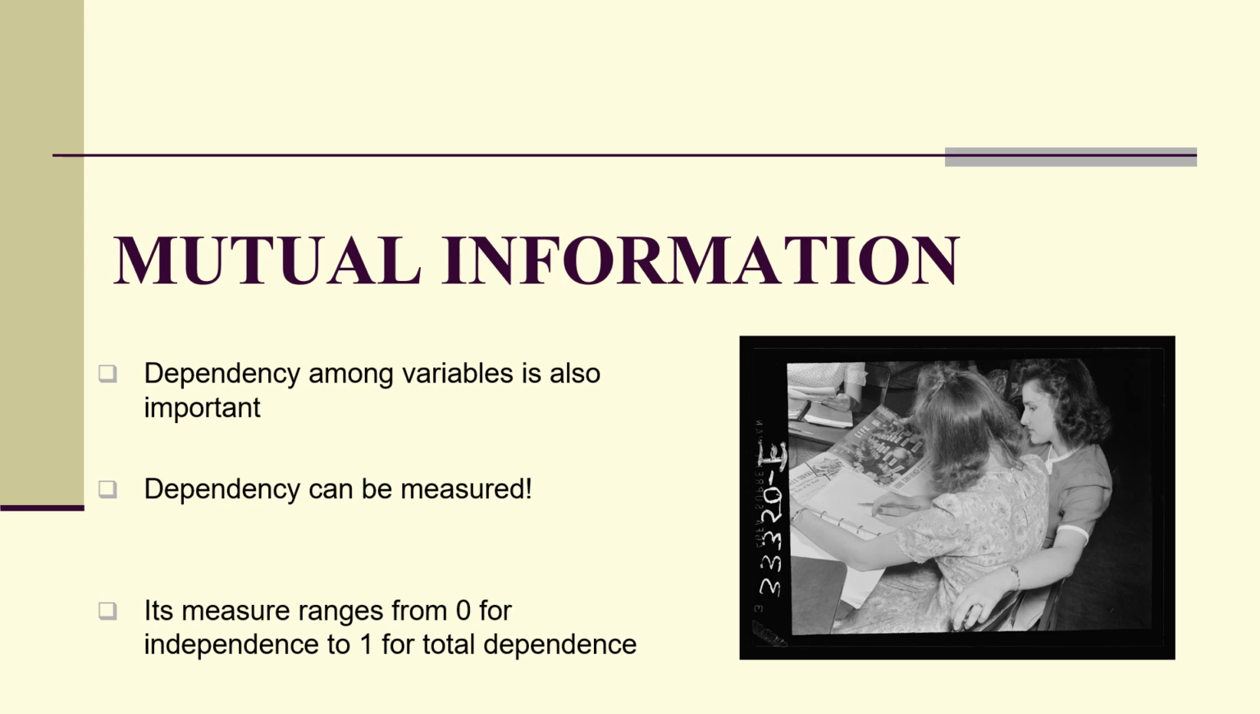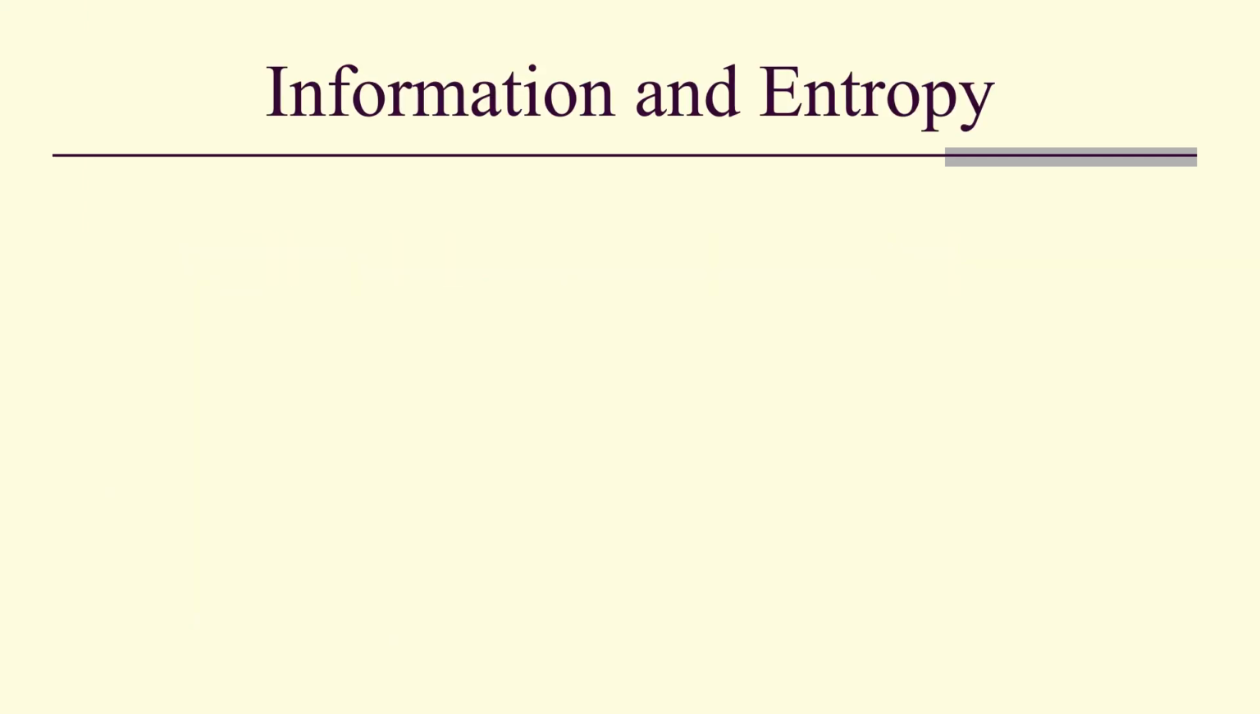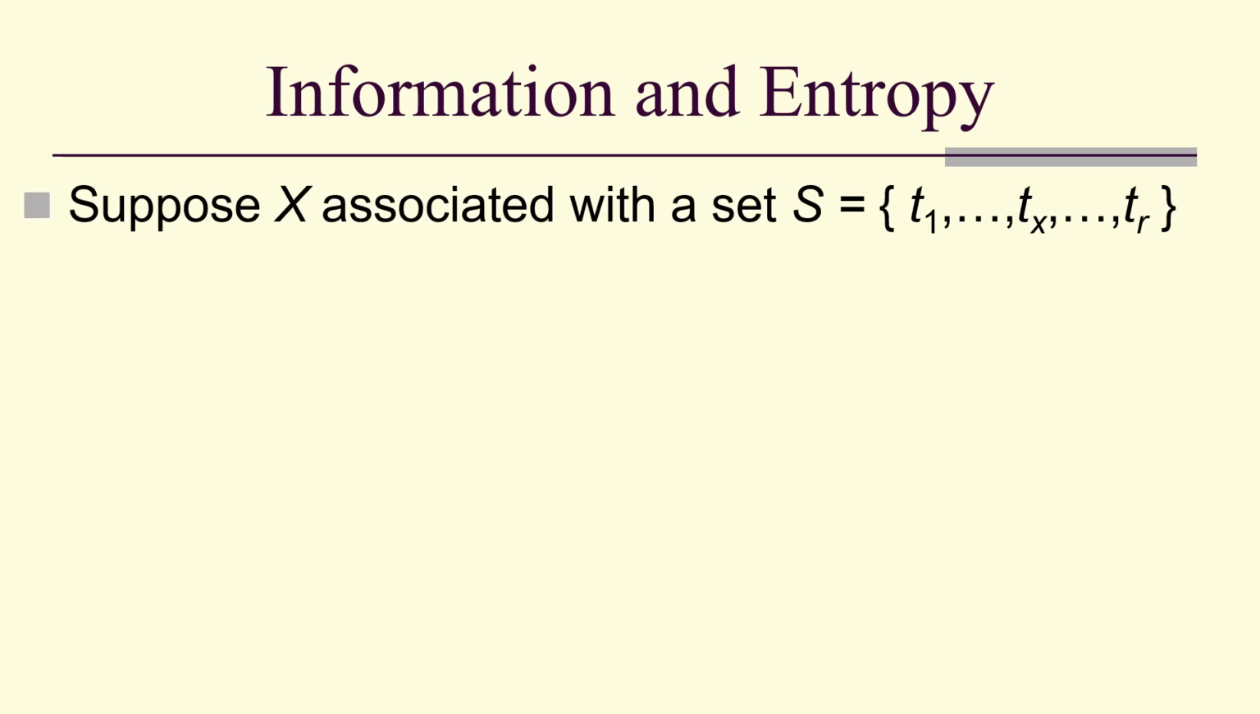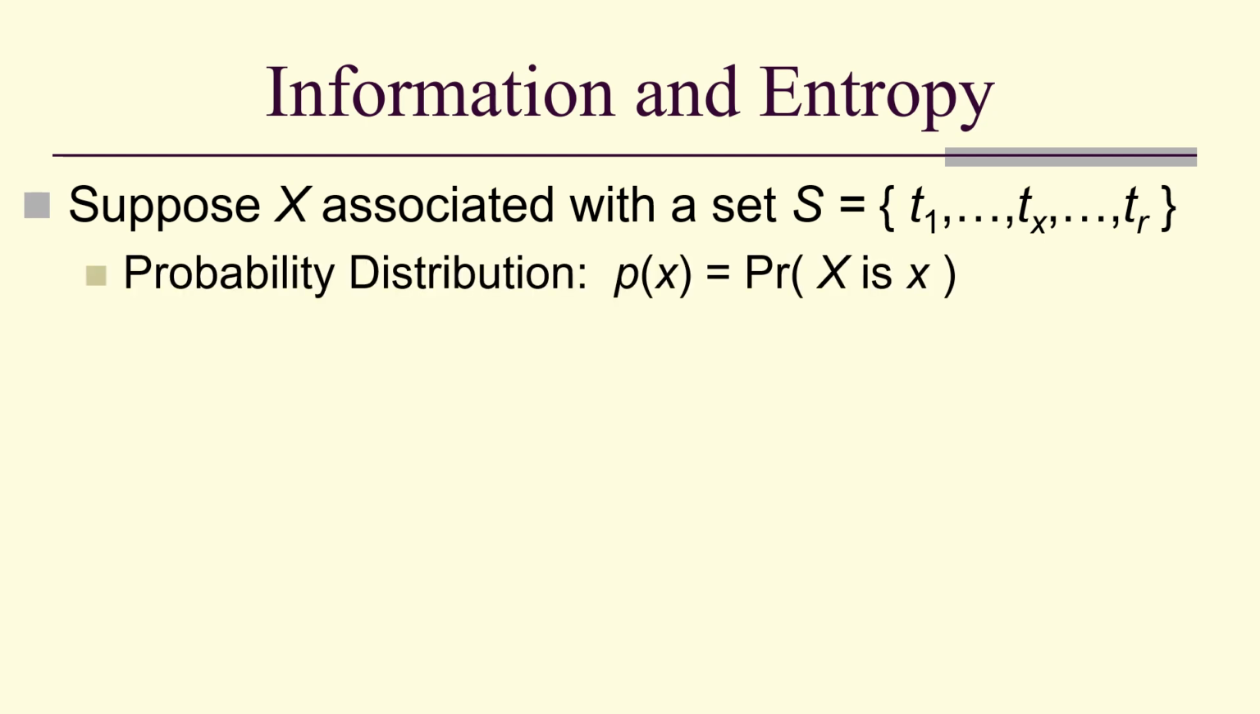We're going to look first at mutual information, information that is shared between two variables. So let's review. Suppose x is associated with a finite set indexed by lowercase x. Probability distribution P of lowercase x is the probability that the variable uppercase X is the object tagged by that lowercase index x.